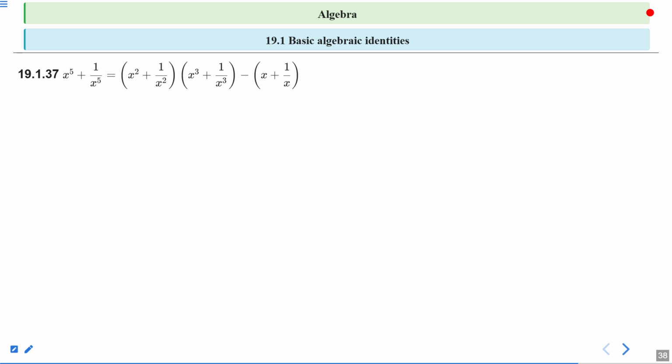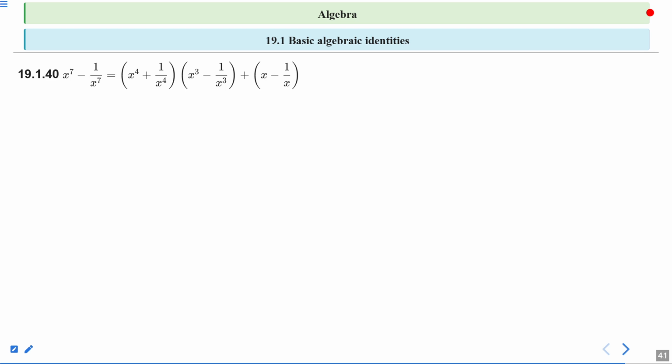Next, x to the power 5 plus 1 upon x to the power 5, we can write it in the form of (x square plus 1 upon x square) multiplying by (x cube plus 1 upon x cube) minus (x plus 1 upon x). Next one. x to the power 5 minus 1 upon x to the power 5 will become (x square plus 1 upon x square) multiplying by (x cube minus 1 upon x cube) minus (x minus 1 upon x). Next, x to the power 7 plus 1 upon x to the power 7 equals to (x to the power 4 plus 1 upon x to the power 4) multiplying by (x to the power 3 plus 1 upon x to the power 3) minus (x plus 1 upon x).